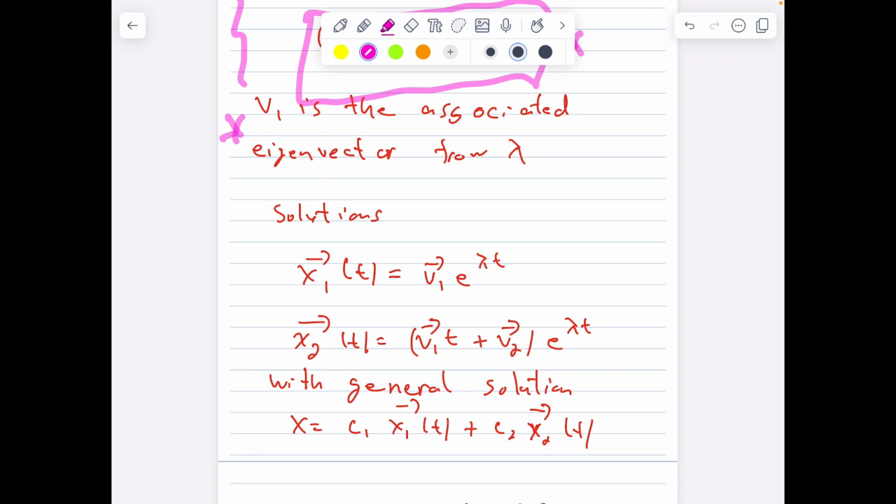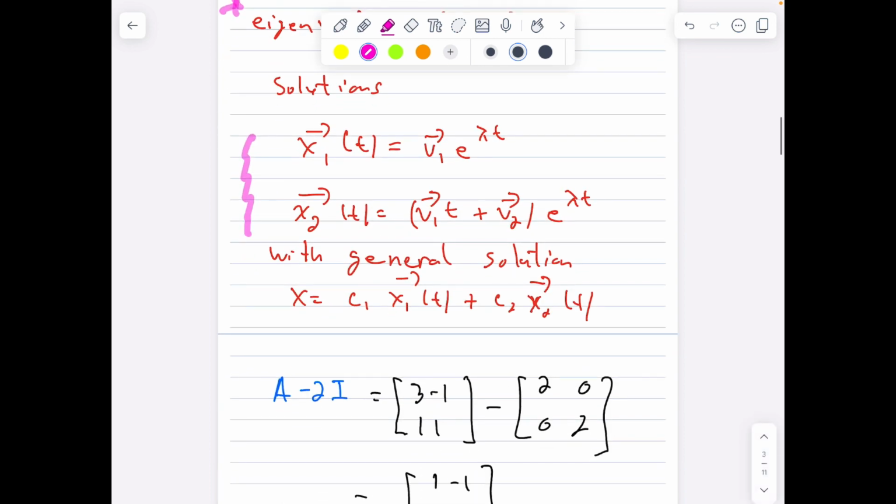Your solutions for your equation are these two right here. x1 is just V1 e to the lambda t, how you would usually form your solution of a differential equation if you had multiple eigenvalues and eigenvectors. The second solution is x2 equals V1 times t plus V2, all of that times e to the lambda t. And of course you have your general solution, which would be x equals c1 times x1 of t plus c2 times x2 of t.